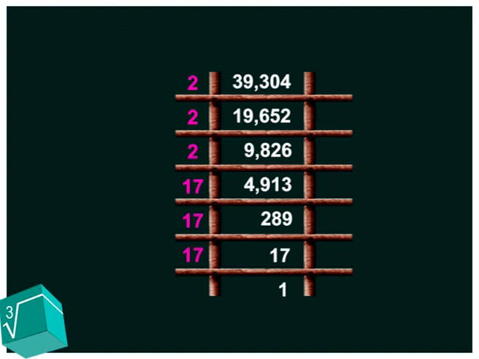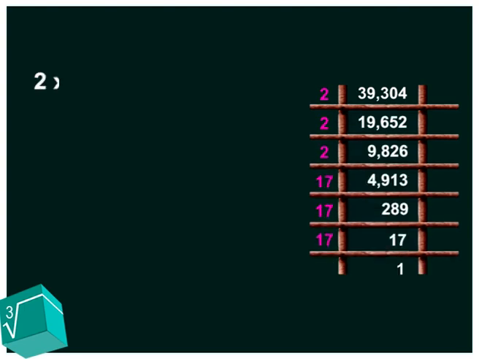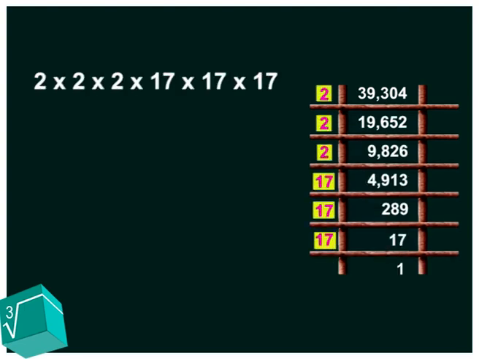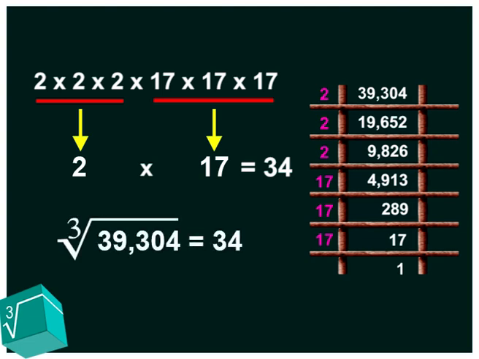Write the numbers we got on the left of the ladder. These numbers are 2, 2, 2, 17, 17 and 17. We will make sets by taking 3 numbers at a time. In this case, we will get two sets. From the first set, we will take the number 2. From the second set, we will take the number 17. Multiply 2 by 17, which will give 34. Therefore, 34 is the cube root of 39,304.